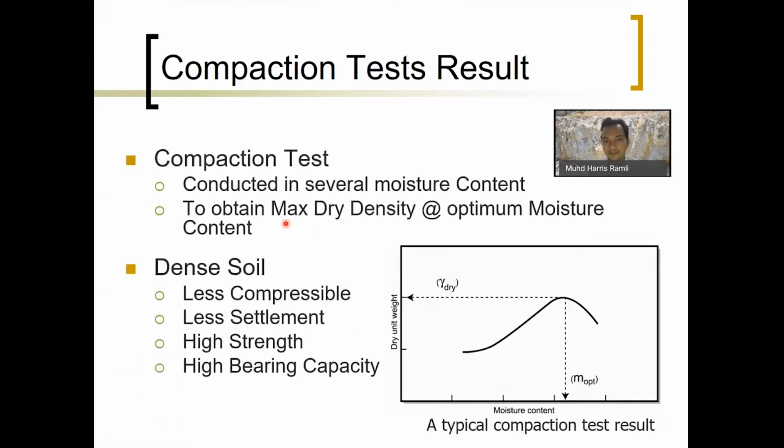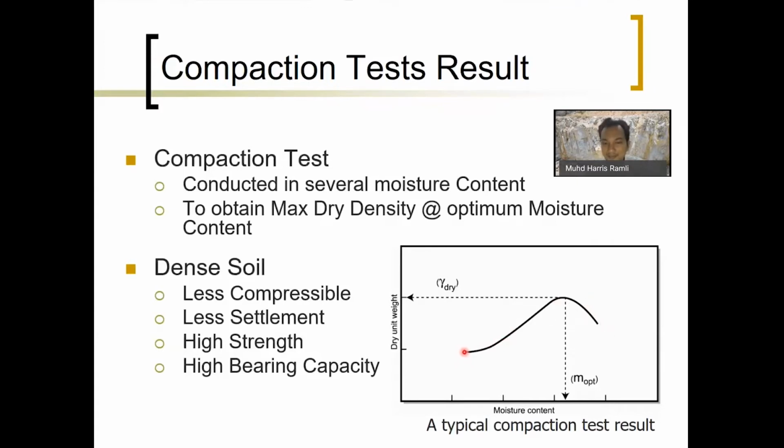What is meant by maximum dry density? Maximum dry density is the maximum dry unit weight. Each and every time you plot this compaction test, you're definitely going to get this curve. This is what we call a compaction curve. This is a typical curve.